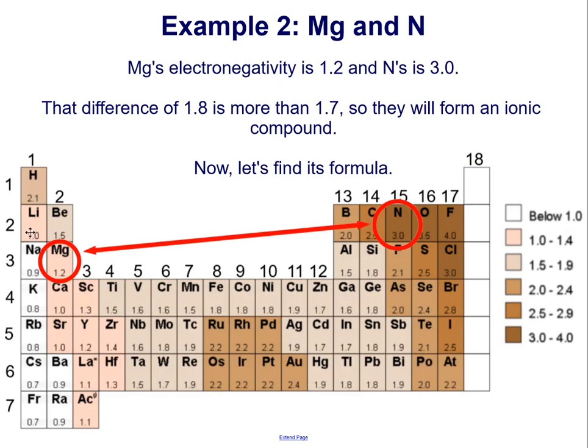Magnesium's electronegativity is 1.2 and nitrogen's is 3.0. That difference of 1.8 is more than 1.7, so they will form an ionic compound. Now let's find its formula.